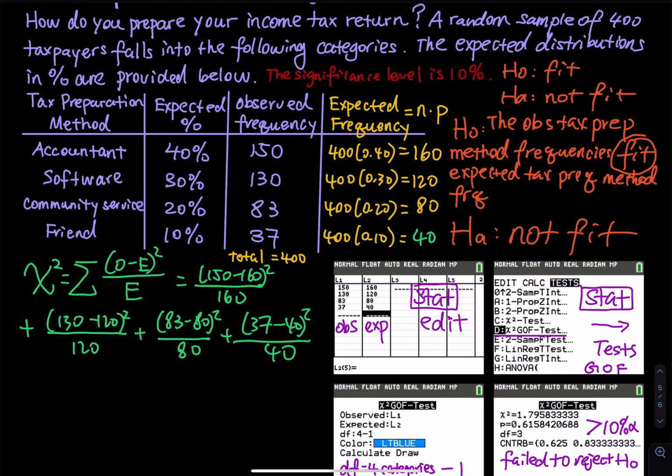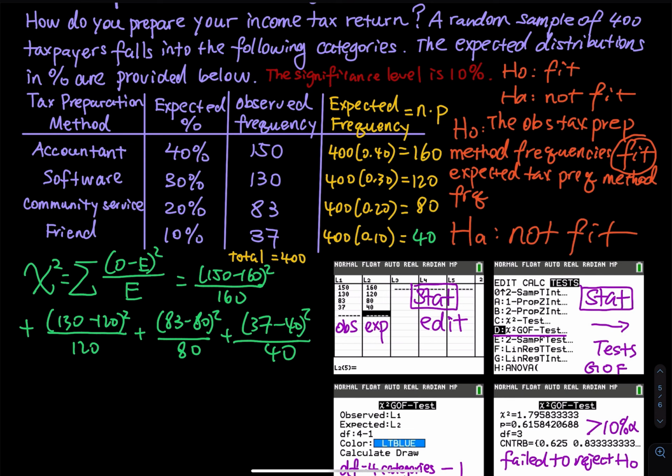Click edit, and then you have a few columns, right? If you want to erase the old data, just put the cursor on top of a list. Let's say you tap the up arrow and move the cursor to the top of L2, hit enter, hit clear. So that is how you clear one column. And then you put observed in L1, expected in L2.